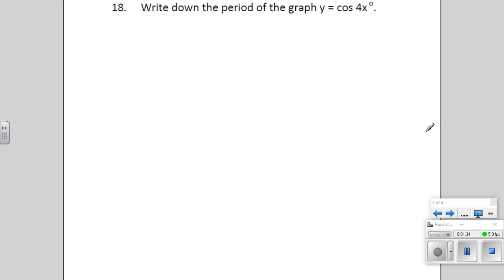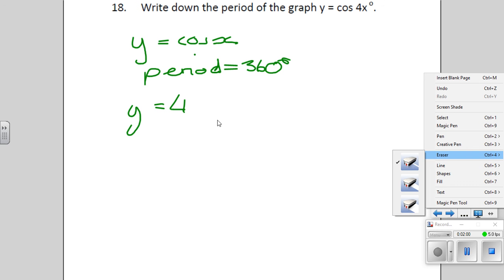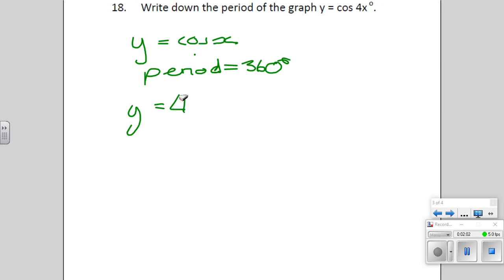Okay, looking at the next question. We want to write the period of the graph y equals 4 cos x. For y equaling cos x has a period of 360 degrees. So that is, you will see one revolution of the graph in 360 degrees. Y equaling cos 4x, let me rub that out. So y equaling cos 4x is going to have a period of 360 divided by 4.